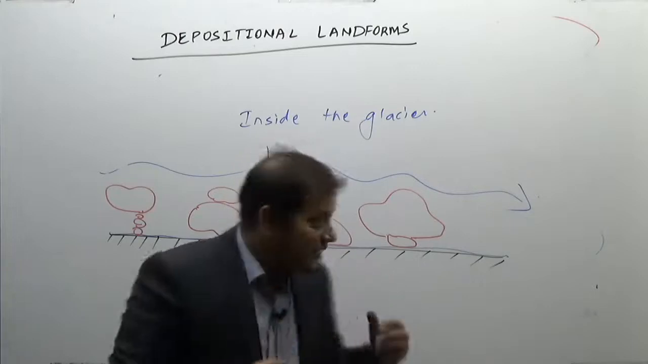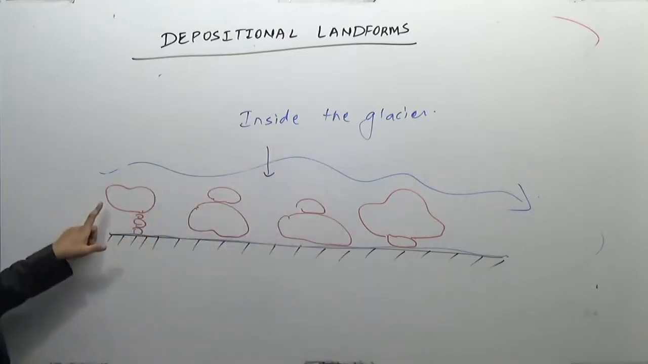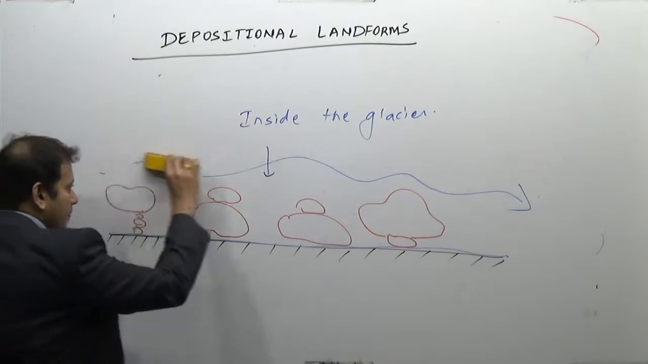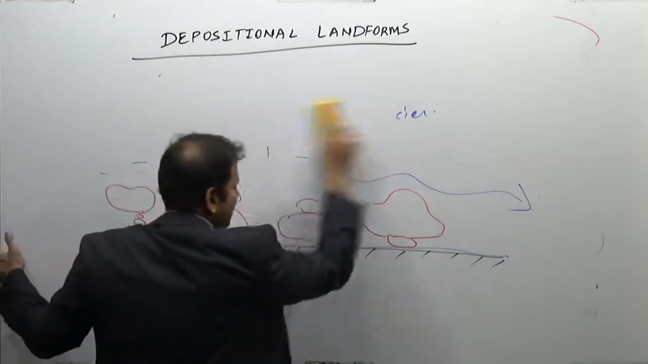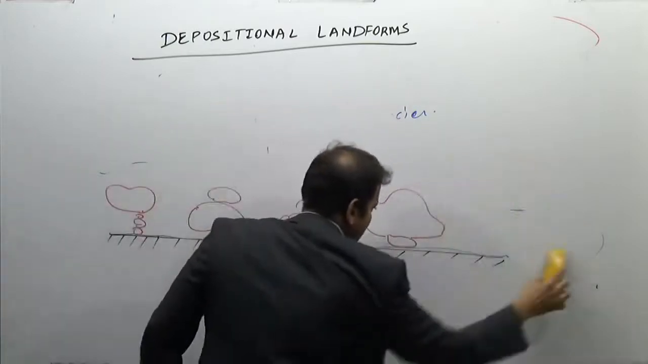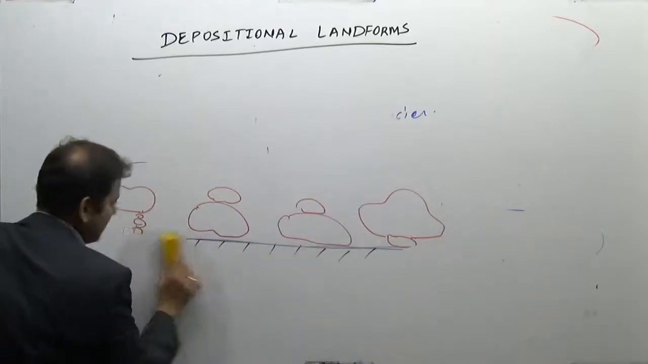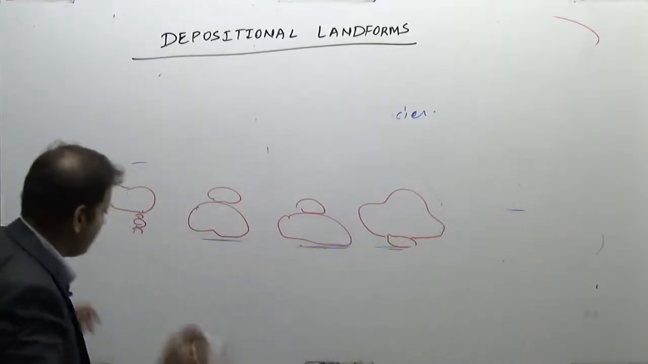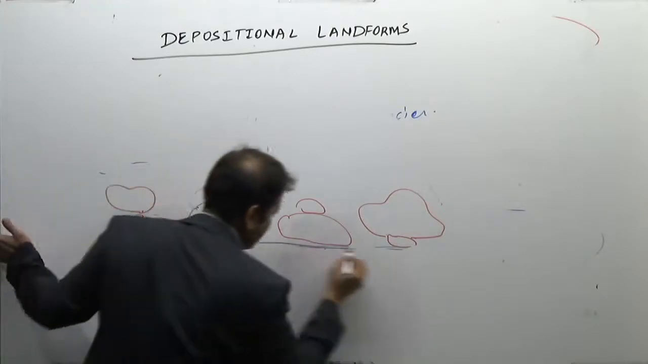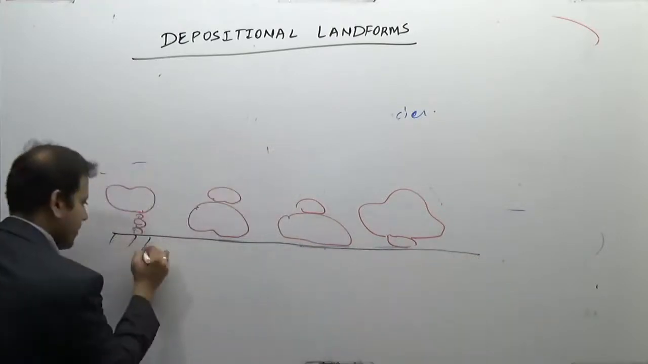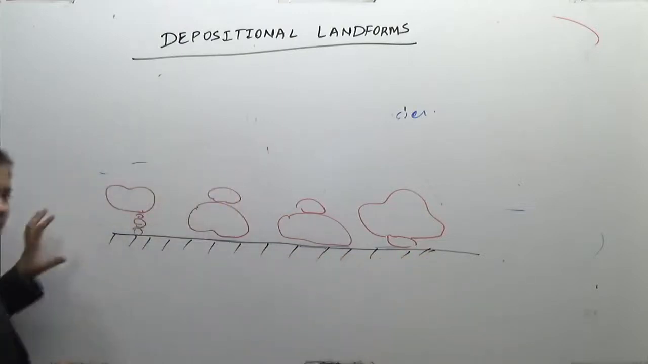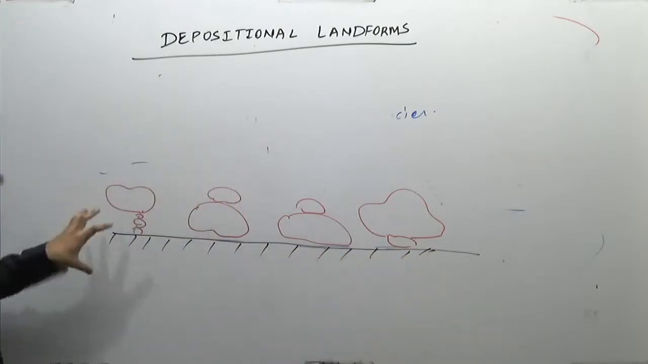Now when the glacier melts, these rocks, the red colors are the rocks which are present in the glacier, they remain after the melting of the glacier. When the glacier melts away, they will be found on the surface as they were present inside the glacier, means they will be found in similar positions on the ground surface.